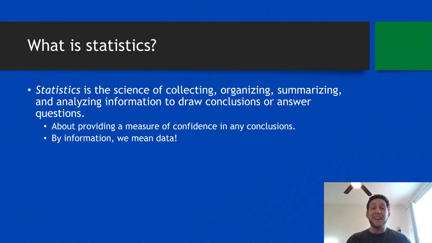So, first and foremost, what is statistics? Well, statistics is the science of collecting, organizing, summarizing, and analyzing information to draw conclusions or answer questions. So, we really want to be thinking about statistics as a science that provides some measure of confidence in any conclusions, typically numerical conclusions. And by the way, by information, we mean data. So we're going to want to know something about a general population, and without just trying to intuitively say what we think, we want to put a science behind why we know certain things. And that's why we use statistics in every single science and business decision that's out there. It provides you evidence towards that conclusion.